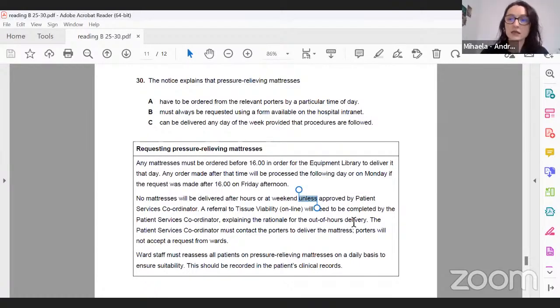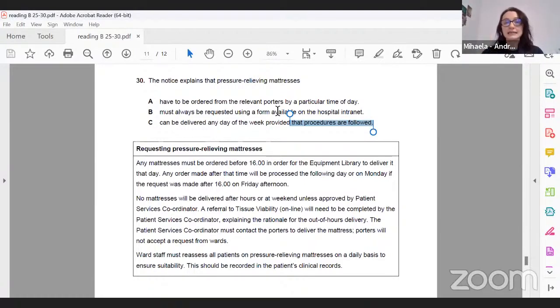I eliminate C because of the first sentence. Yes, but then the first sentence is sort of contradicted by the next part of the option. Okay, option B would be correct if we didn't have an exception. Yeah, the exception is by a particular time of the day. That's the standard. The exception is after 4 p.m. and at the weekends.